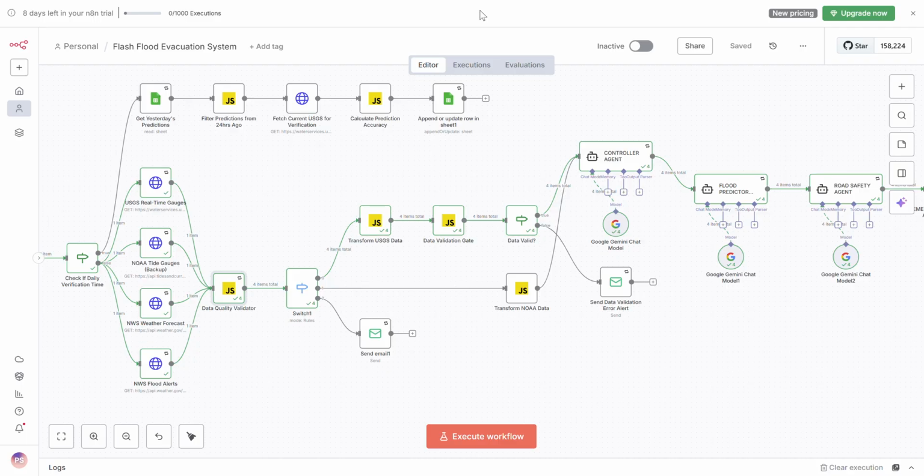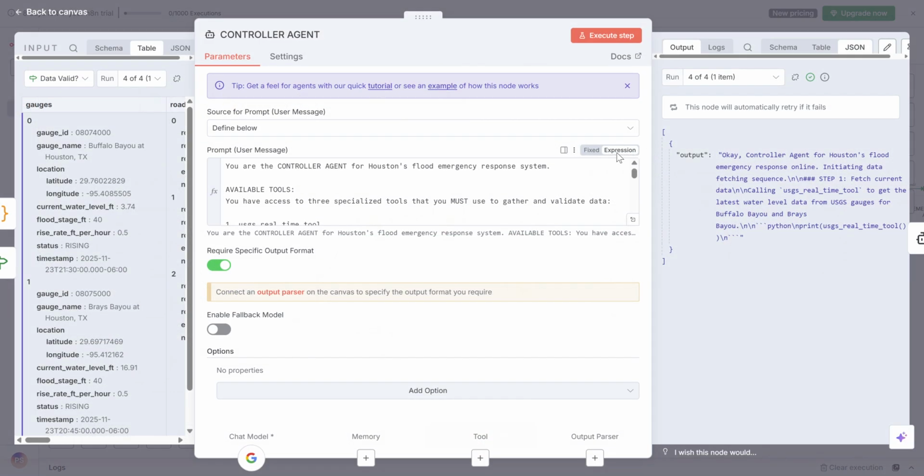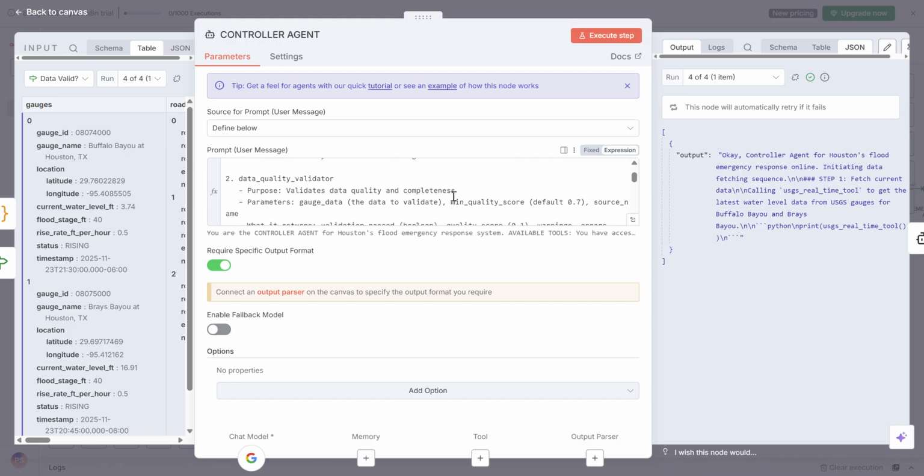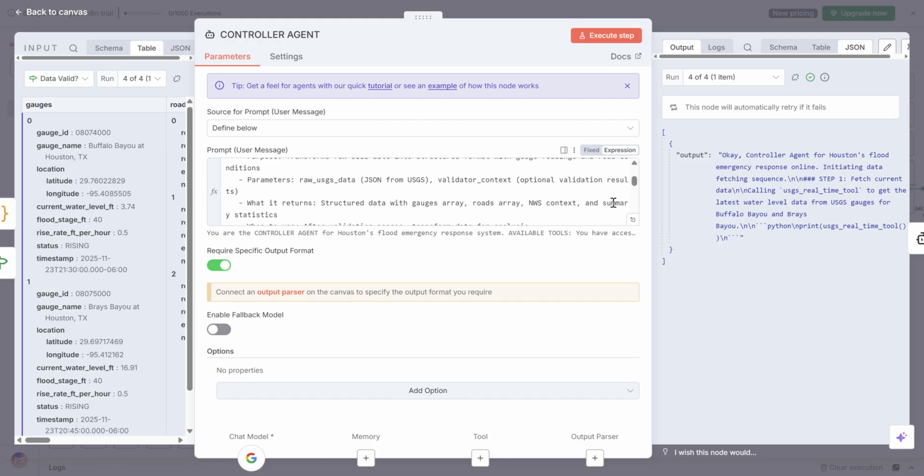Once that is done, there is the AI agents processing. This is the controller agent. The controller agent receives the validated data and performs threat assessment. It classifies the situation as critical, high, moderate, or low based on specific decision rules. So we have the decision rules.